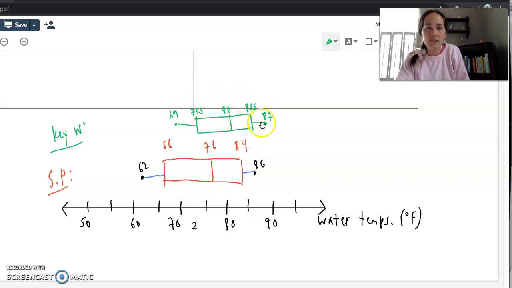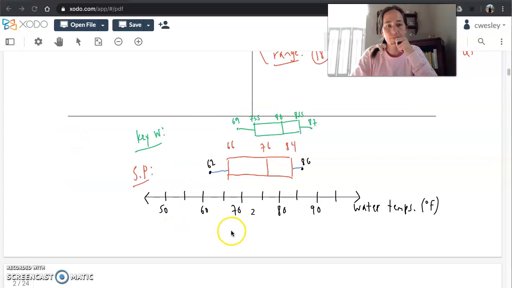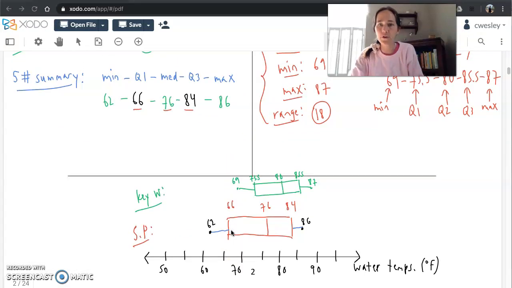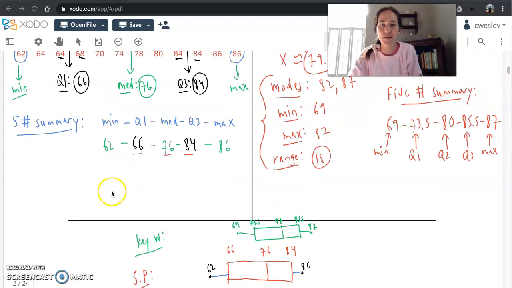We can now see the temperatures are generally around the same range as one another, but you've got a little more consistently higher temperatures in the green box plot for Key West than you have for a little slightly more spread out temperatures of St. Petersburg. So that is a rough overview of just constructing a box plot, and you're going to be practicing with a few data sets on your own.